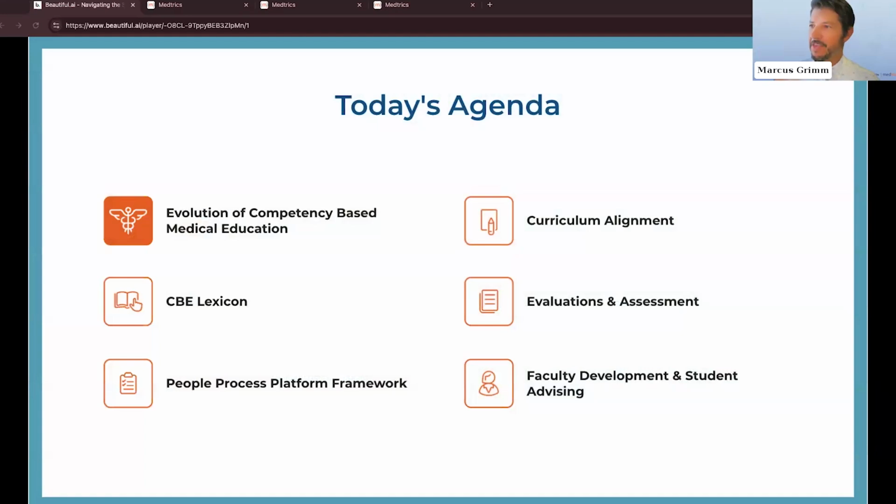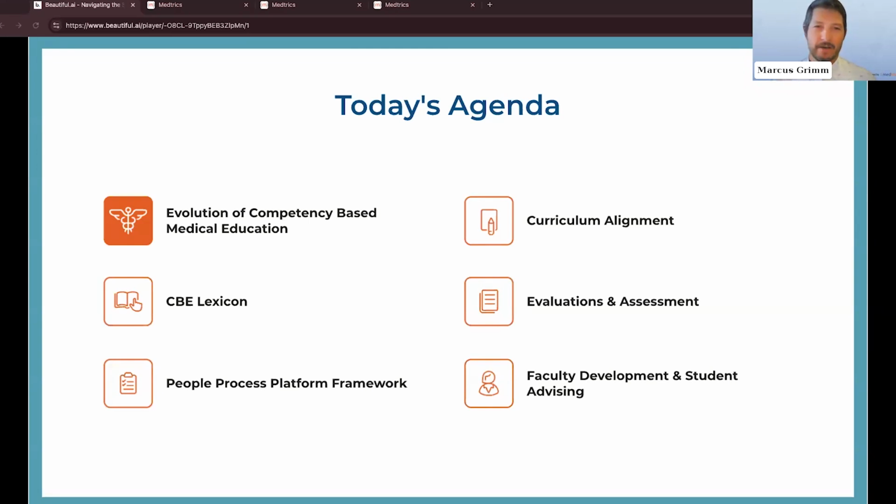So we're going to be talking about the evolution of competency-based medical education. It didn't used to be this way. Now we're talking about competency-based education all the time. Tosh will be taking us through some of that CBE lexicon. We're going to talk to you about how that overlaps with what at Metrics we call the People Process Platform Framework, which you can use for any innovation or change that you're trying to do in your organization.